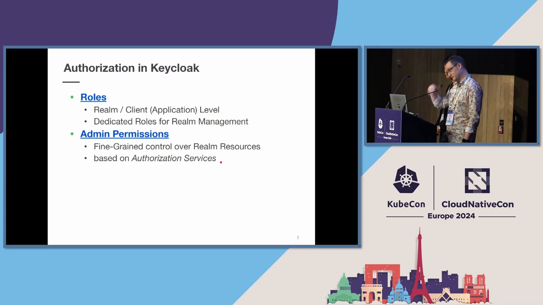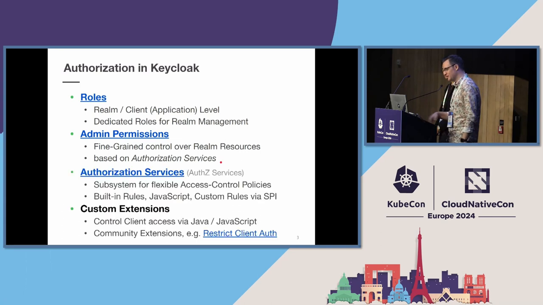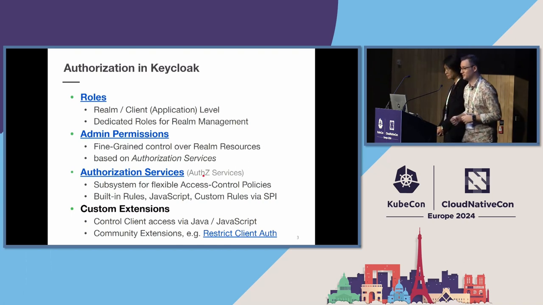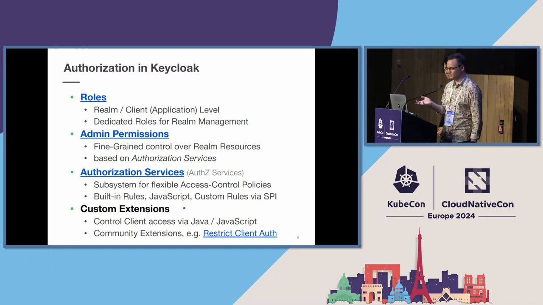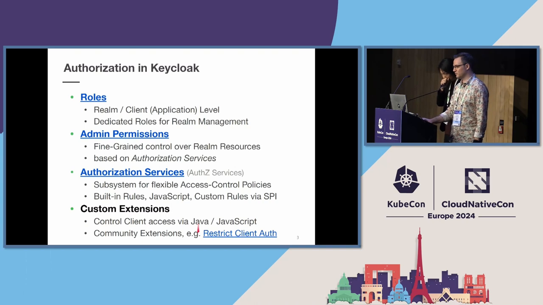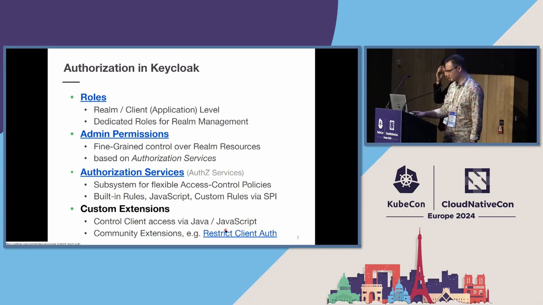And that's all based on these authorization services. The authorization services in Keycloak is in fact its own subsystem that allows you to form flexible access control policies with a lot of built-in rules, with JavaScript support and also an SPI that allows you to plug in your own custom logic. However, there are also some custom community extensions available that allow you to, for instance, restrict access to a client with standard Java code or JavaScript even, or completely with a declarative configuration approach, right? And in the following, I will also concentrate on that use case.